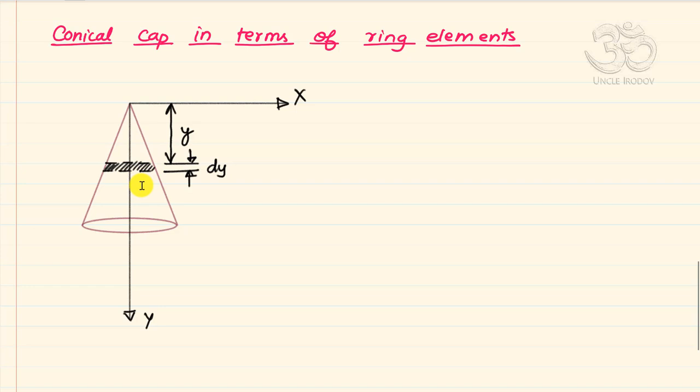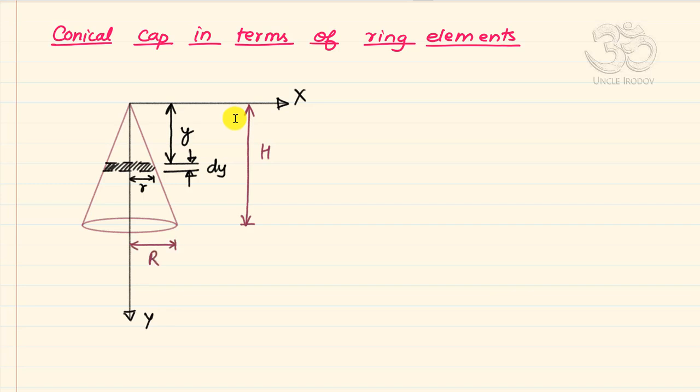So let's assume that the radius here is small r. In fact, let me do it in black, because for this element I have done everything in black. So let us say the radius is small r, while the total height is known, the total radius is known. I know that the total height is going to be capital H, and I know that the total radius of the base is going to be capital R.